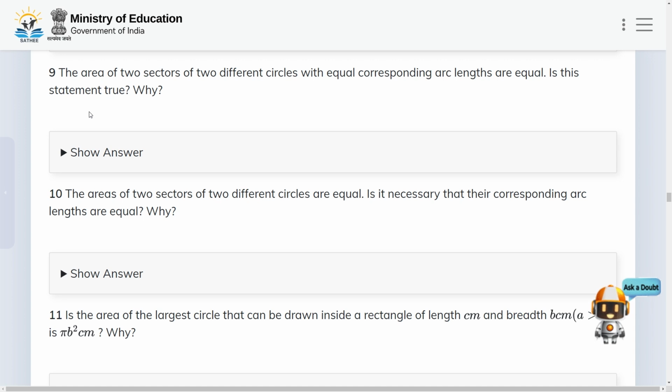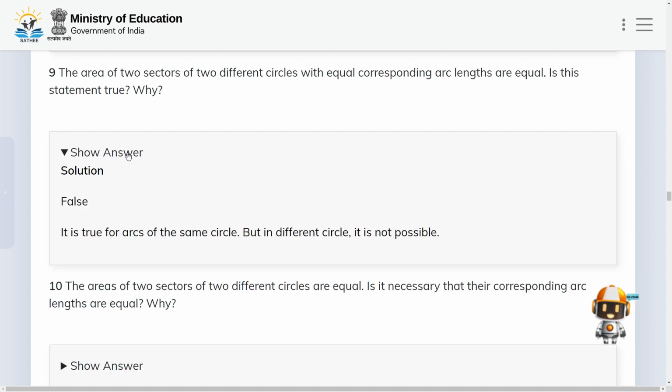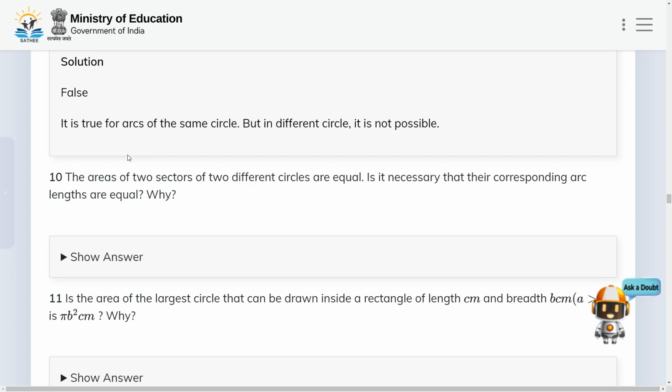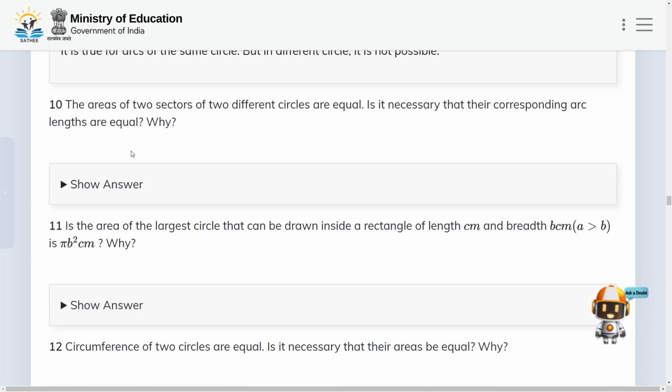In the next problem, we have: the areas of two sectors of two different circles with equal corresponding arc lengths are equal. Is this statement true, and why? This statement is basically false. It is true for arcs of the same circle, but in different circles it is not possible. Now let us move to the next problem.